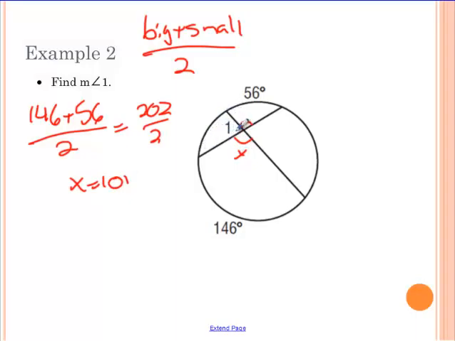Now, angle 1 and x form a straight line. So, 180 minus 101 gets us that the measure of angle 1 is 79 degrees.